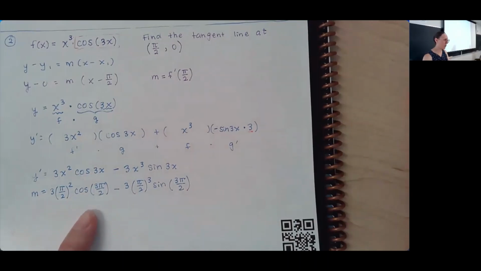Now cosine of 3 pi over 2, it's either 0 or 1. Which is it?